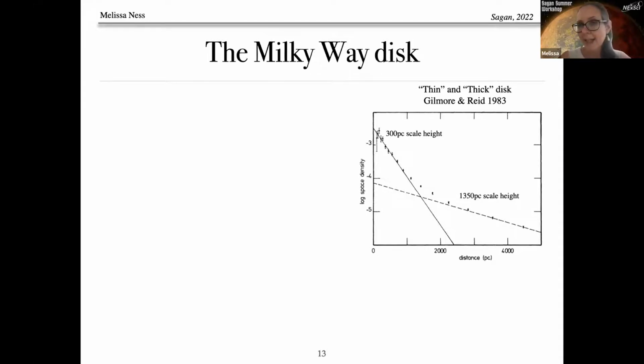If we look back to the 80s, it was understood by doing a very simple analysis of looking at the density of stars as a function of height from the plane, that their density distribution traced out what could be described as 2 exponential profiles, shown here in log space. So these are 2 straight lines. And these have 2 different scale heights, a 300 parsec scale height and a 1,350 parsec scale height. And these were described as the thin and the thick components of the disk of the Milky Way.